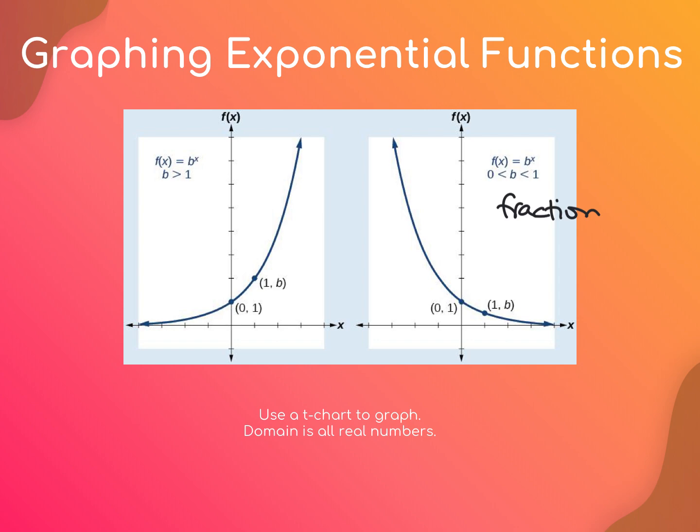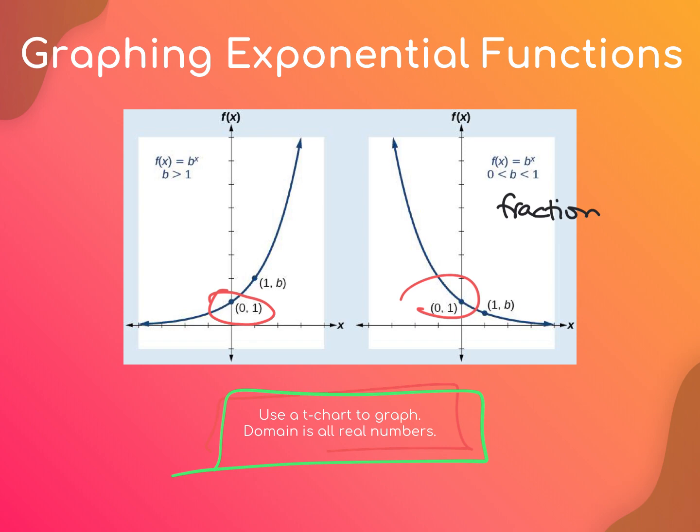Now, they're all going to have the ordered pair (0, 1), unless the graph is shifted. So they'll all have that ordered pair (0, 1) when there's nothing added or subtracted to the base or to that exponent. And the domain for these exponential functions is going to be all real numbers.